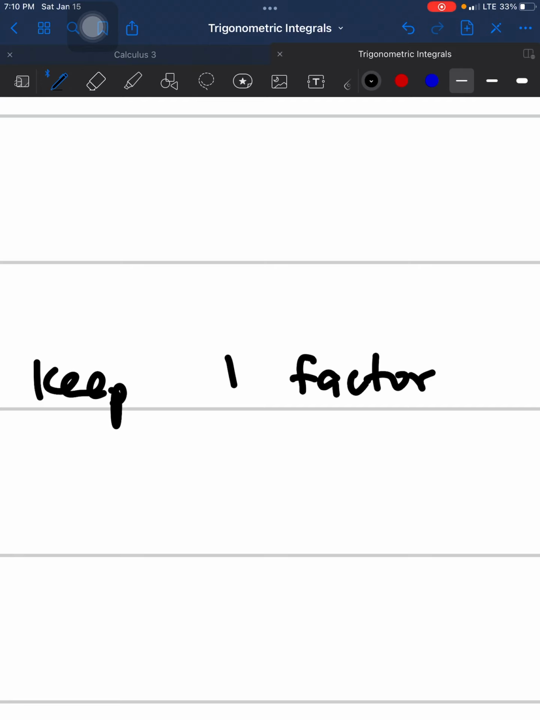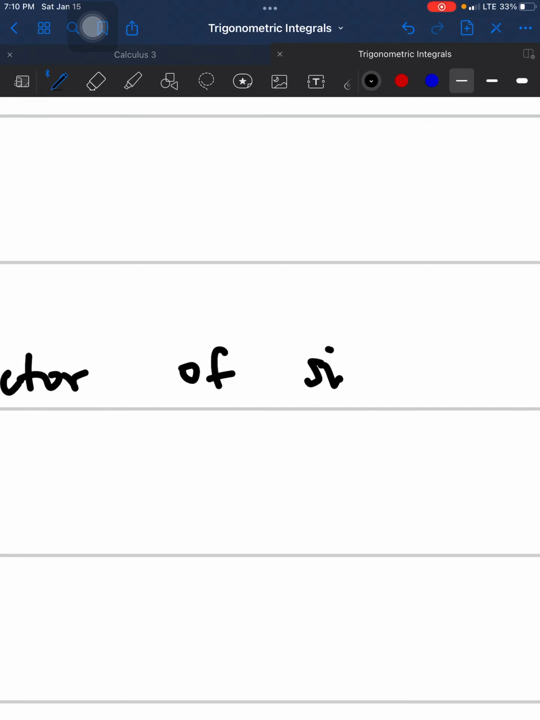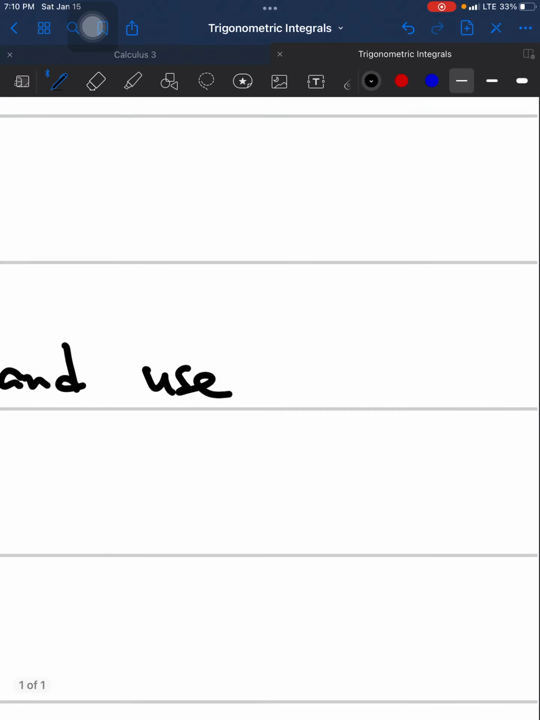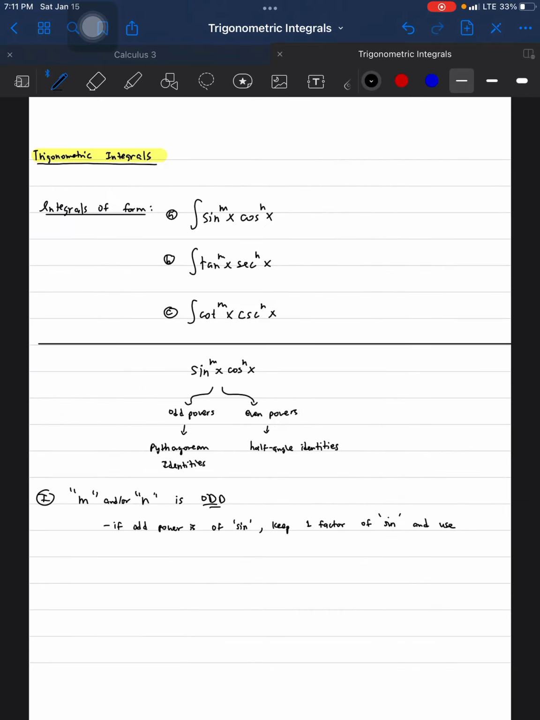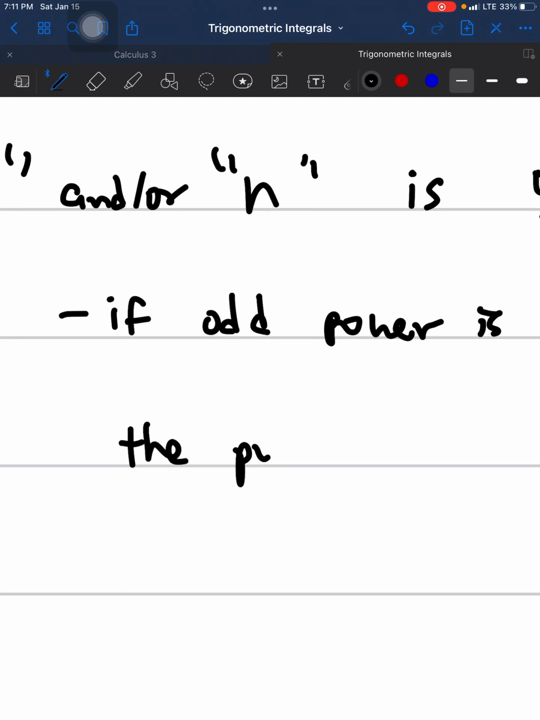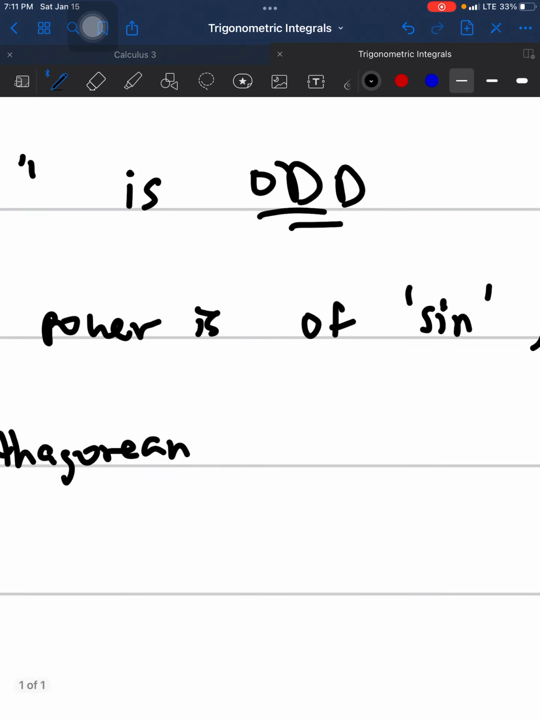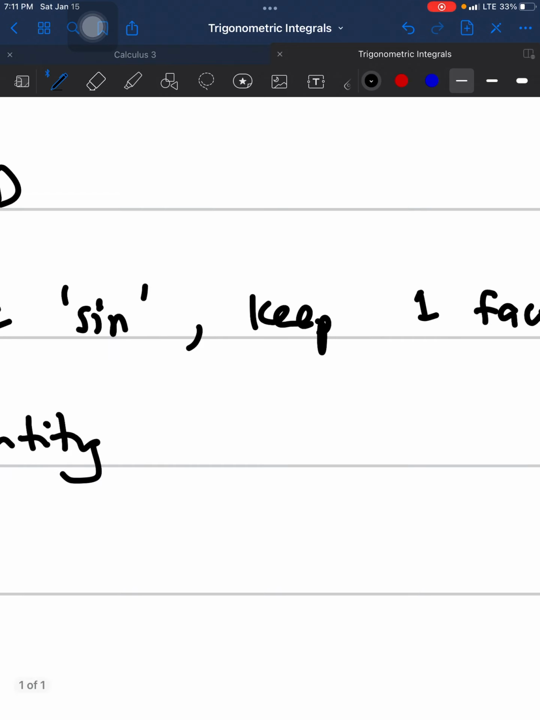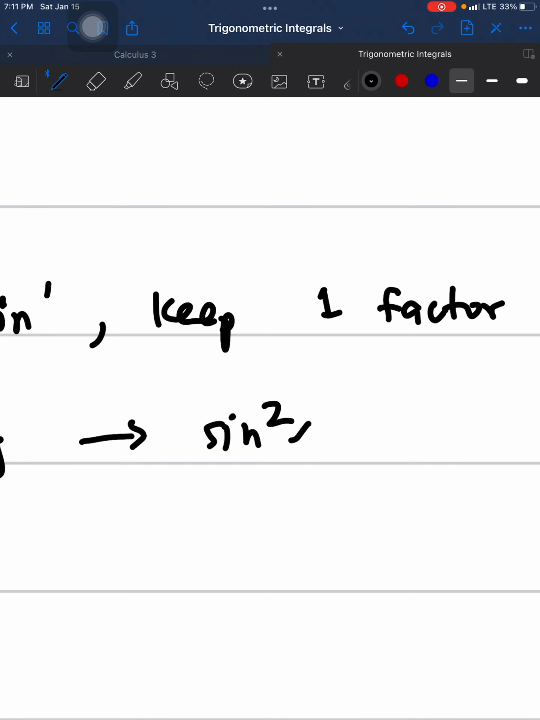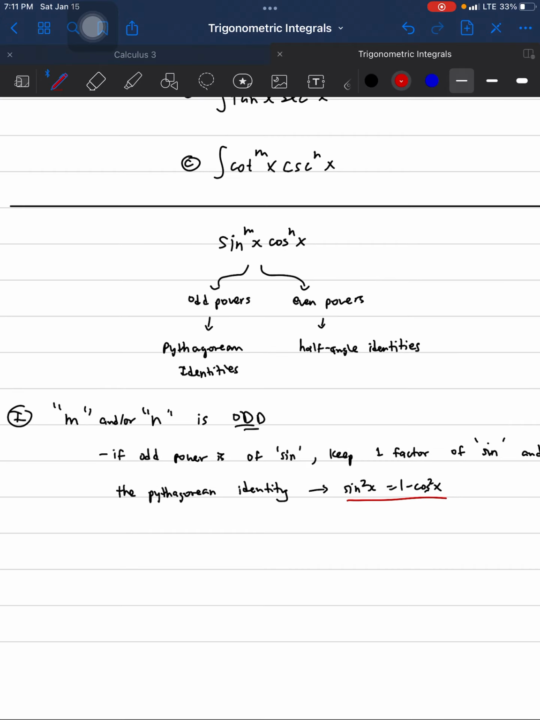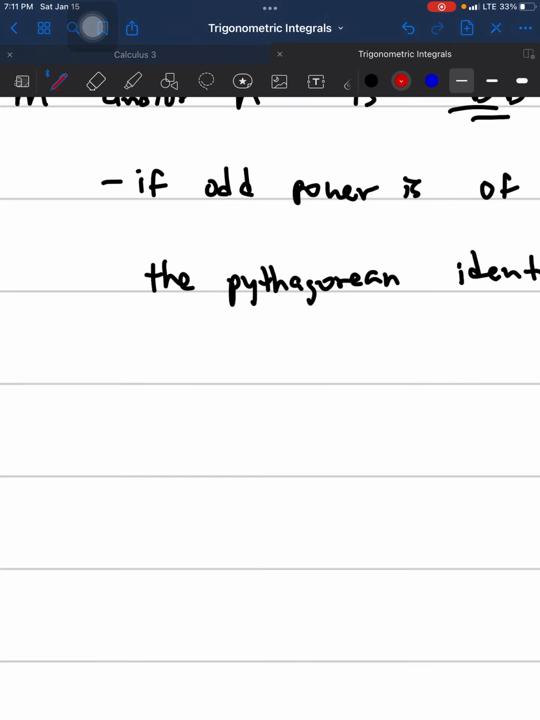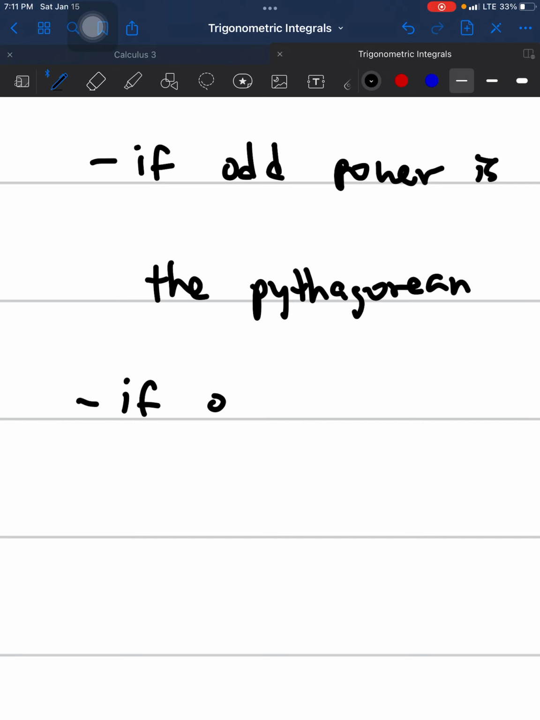keep one factor of sine and use the Pythagorean identity, sine squared x equal to 1 minus cosine squared x. So that's if sine has the odd power.